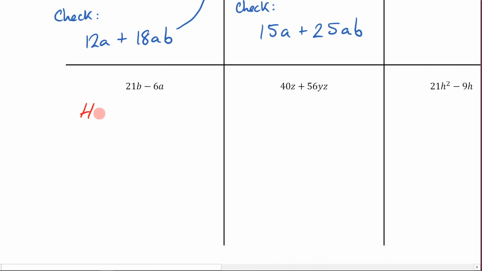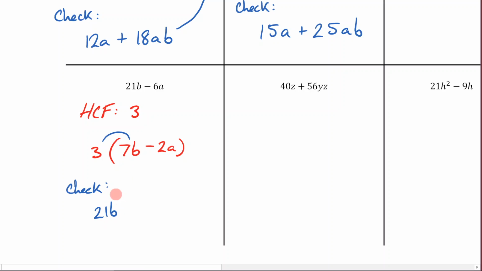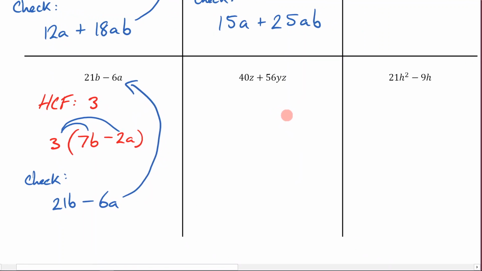Here, my highest common factor is going to be 21 and 6. That's going to be 3. So I can take 3 out. And then I'm going to be left with 7b minus 2a. You might want to quickly check this one. 3 times 7b is 21b. 3 times negative 2a is negative 6a. That is the same as that. Hooray. Let's come to this one now.